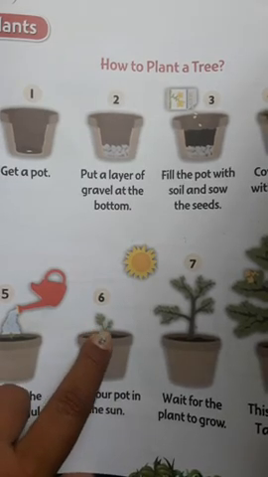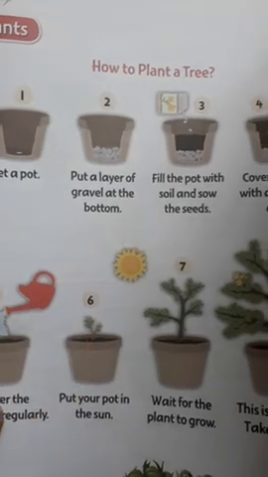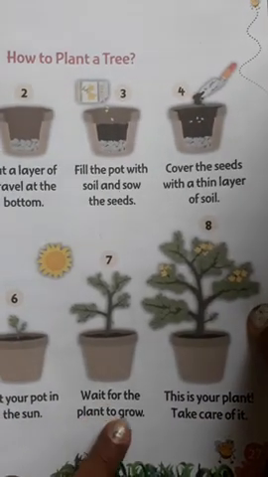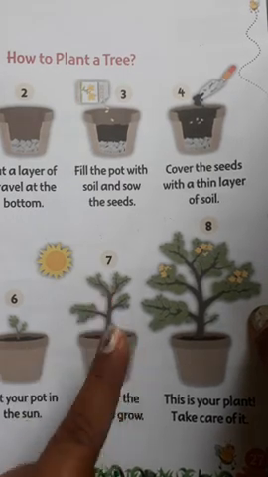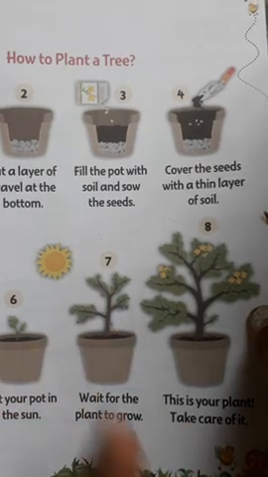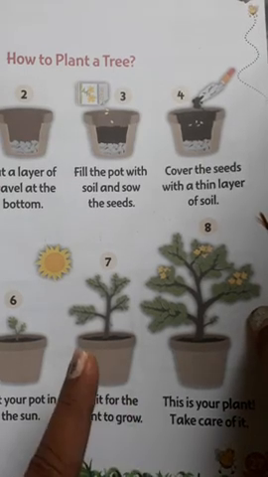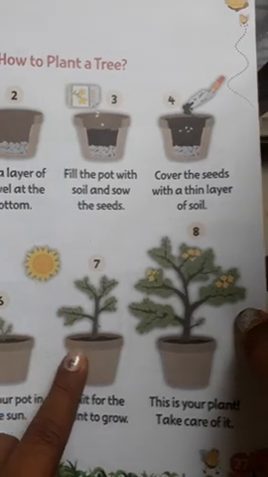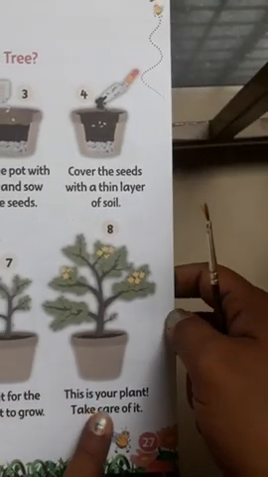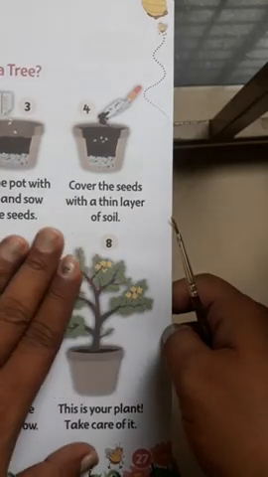See here, a small plant you can see, and it requires sunlight to grow. After that, wait for the plant to grow. Day by day it will grow. It will not grow within one day. It will take time. You have to wait for it. You have to water it regularly, and you have to keep the pot in the sunlight. This is your plant. Take care of it.